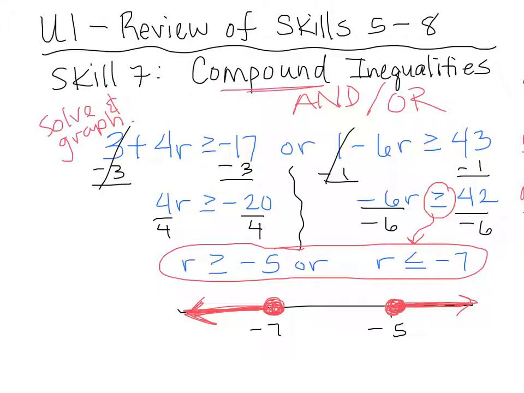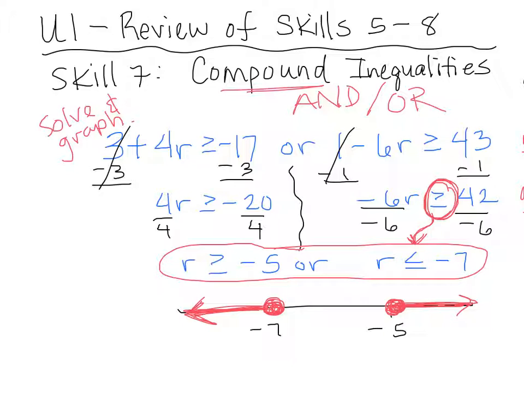All right, so here's my worked out solution for this compound inequality. I just solved the two inequalities separately. On the left, I got r is greater than or equal to negative 5. On the right, I solved and got r is less than or equal to negative 7. Notice that final inequality symbol flipped when I divided by that negative 6.